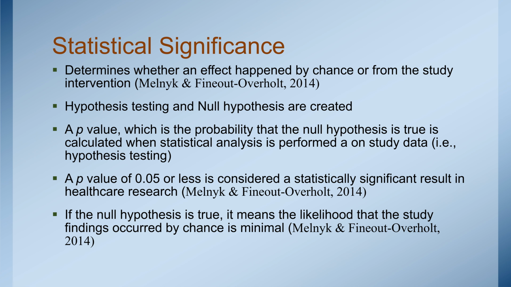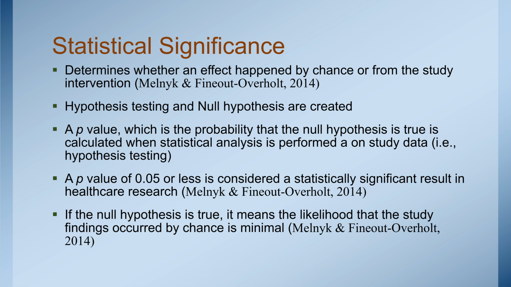Hypothesis testing and null hypotheses are created mainly at the beginning of a research. The hypothesis refers to what we think or expect to happen based on the research conducted, while the null hypothesis basically states that whatever intervention suggested in the hypothesis did not work. In other words, there is no relationship between or among study variables. A p-value, which is the probability that a null hypothesis is true, is calculated when statistical analysis is performed on the study data.